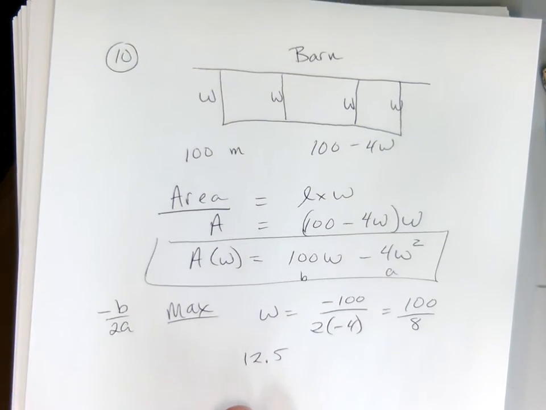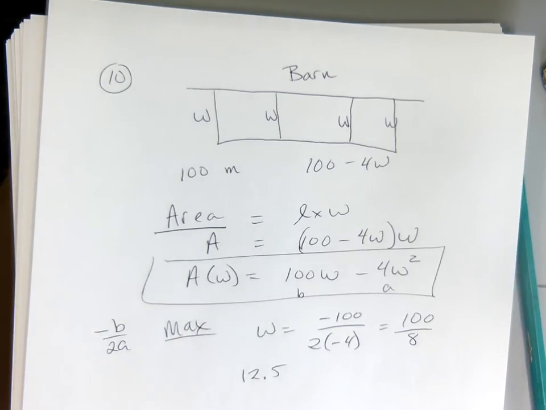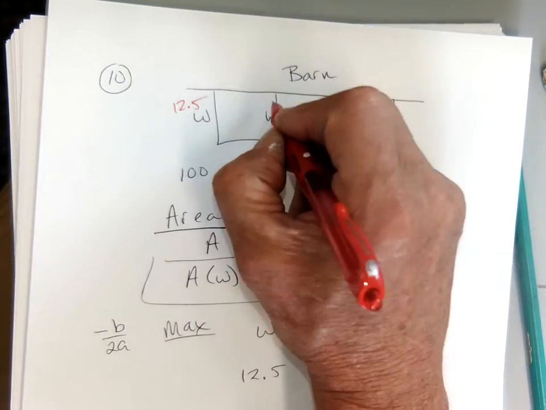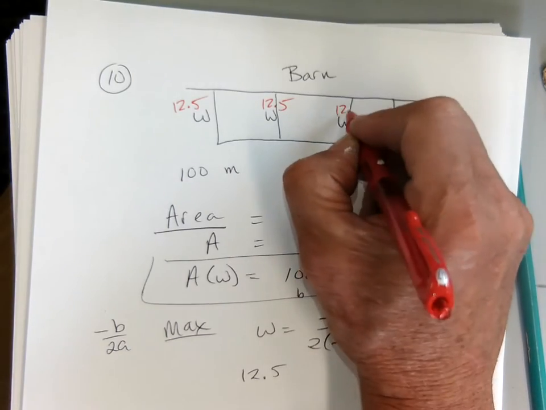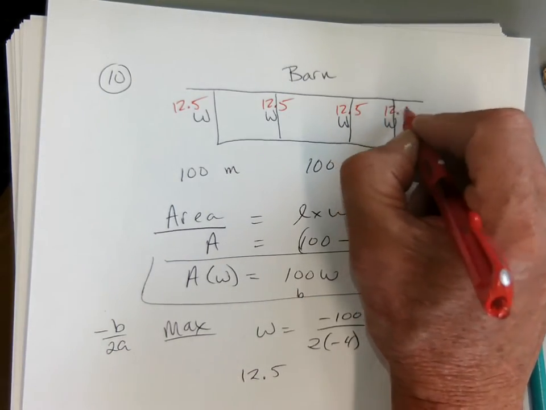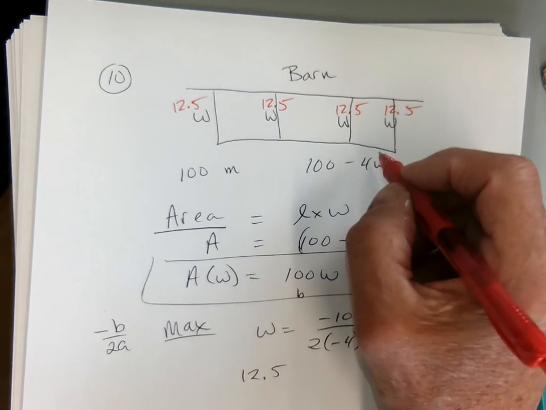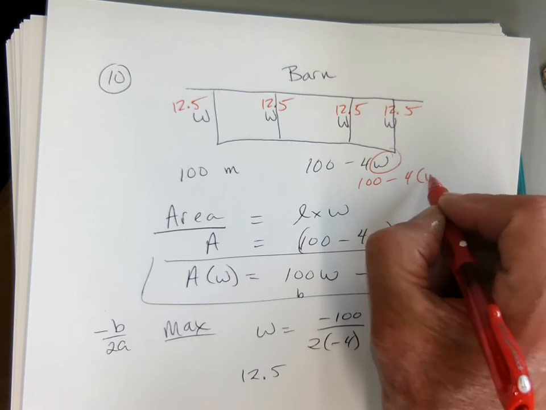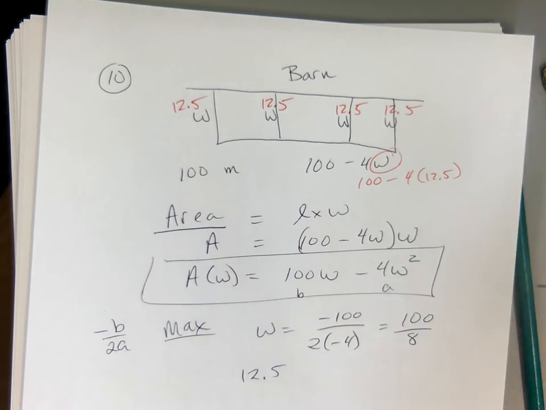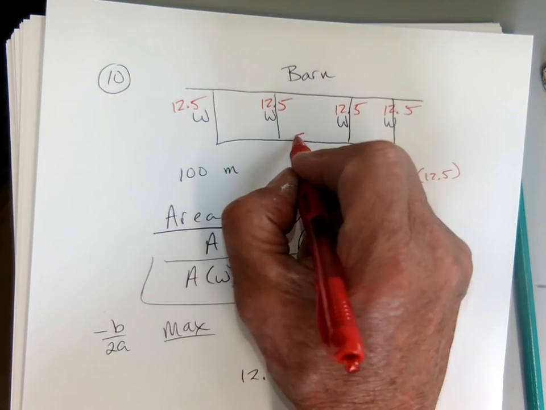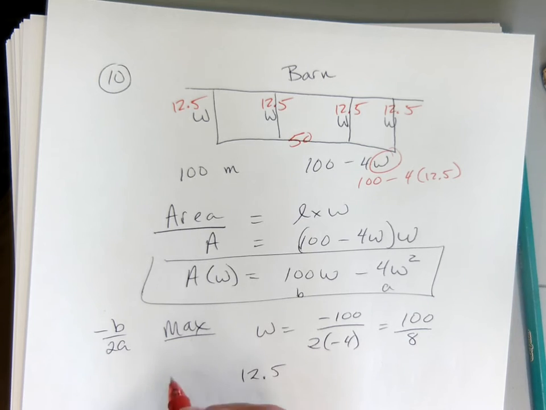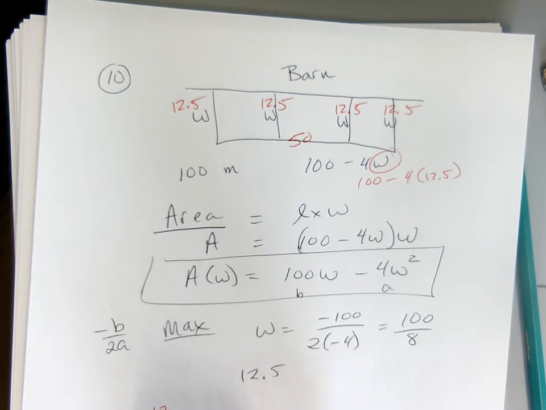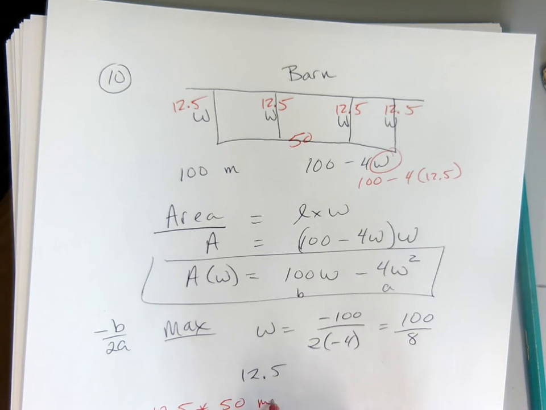So that means I'm going to go back to my fence. And if I make my fence 12.5, 12.5, 12.5, 12.5, right? And then the length, let's see, I'm going to go 100 minus 4 times 12.5. 100 minus 50, which is 50, okay? So I'm going to build my fence, and it's going to be 12.5 by 50 meters. Okay?